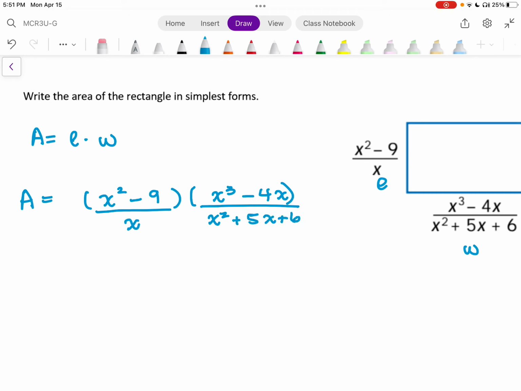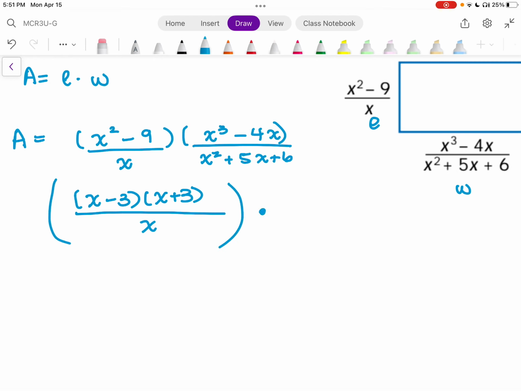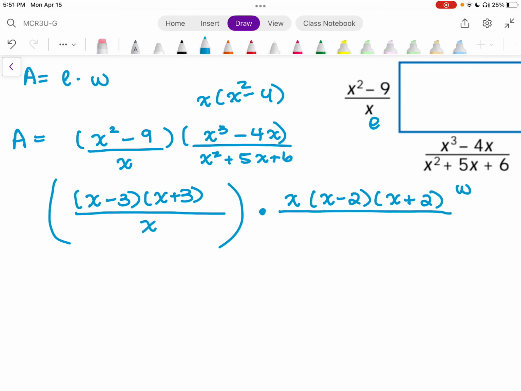So let's go ahead and just factor. The x squared minus 9 is a difference of squares, so it's going to be x minus 3, x plus 3, all divided by x, multiplied by, we can pull out an x from the top, and if we take an x out of here, we're left with x squared minus 4, which is also a difference of squares, so it's going to be x minus 2, x plus 2, all divided by x plus 2, because we're taking the x squared plus 5x plus 6, which is just x plus 3.